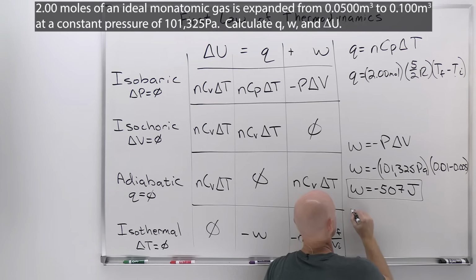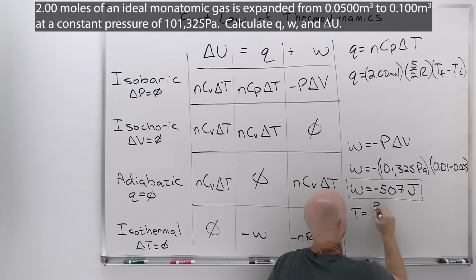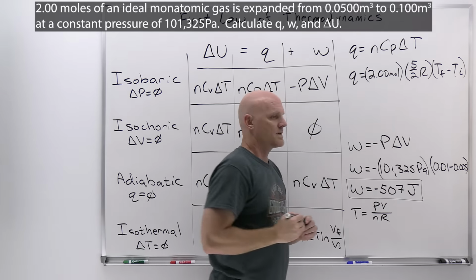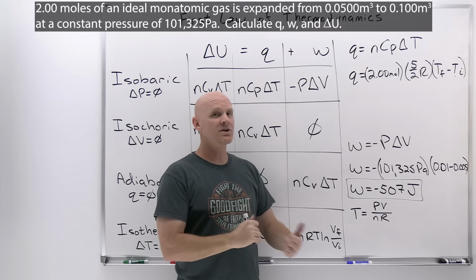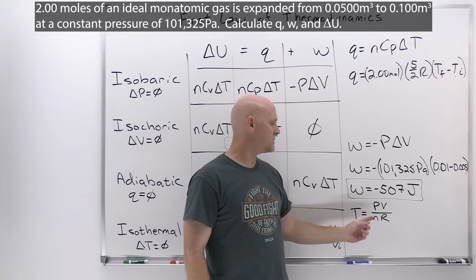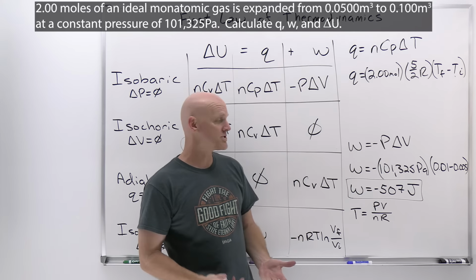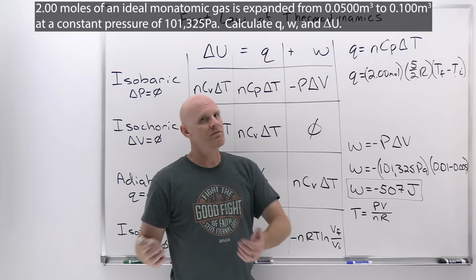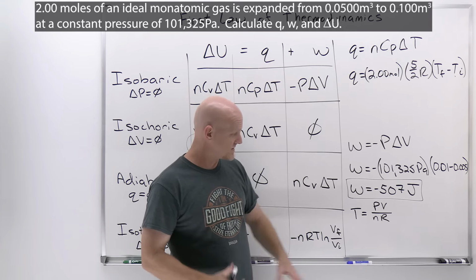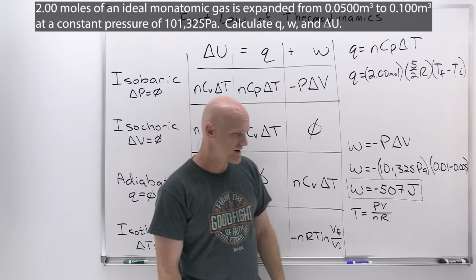And if we rearrange to solve for T, it's going to equal PV over nR. And both for the initial and final conditions, we know the pressure, we know the volume, we know the number of moles, and we know R. And we can calculate both the initial and final temperature. They weren't given, but everything we needed to calculate them out was given because all three other variables in the equation of state were there.